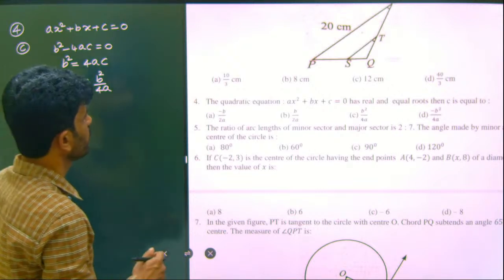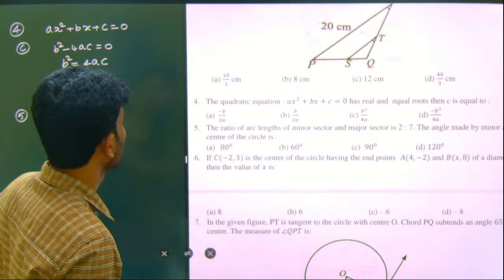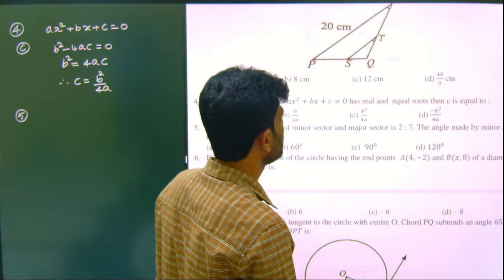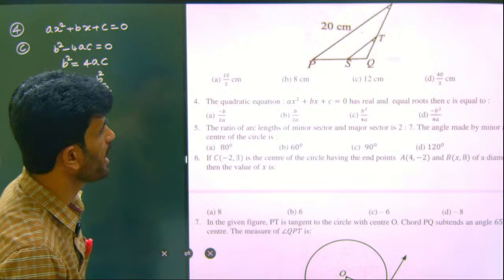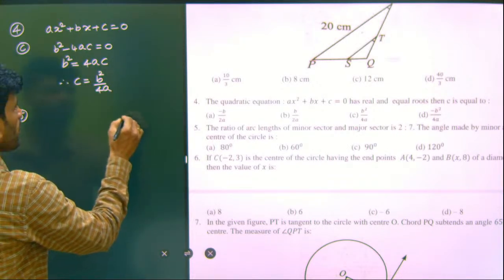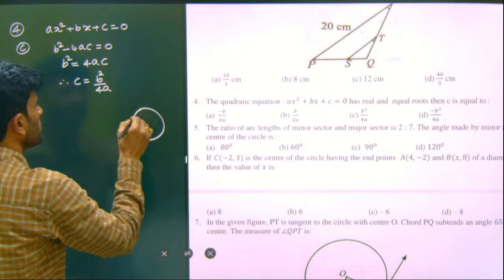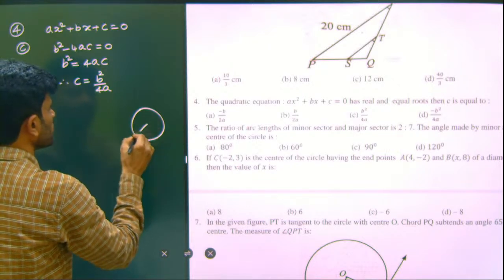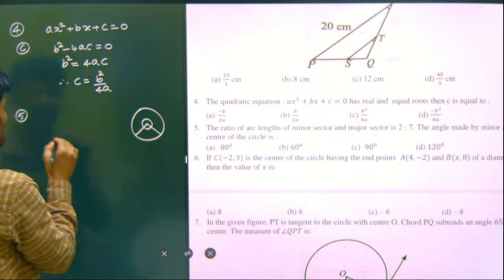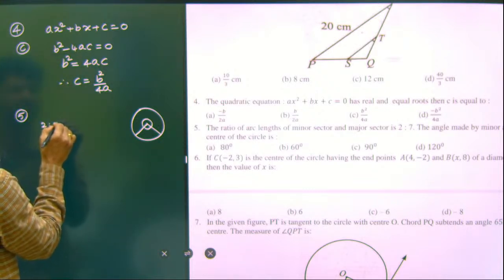Question number 5, what is the answer? The ratio of arc lengths of minor sector and major sector is 2:3, and the angle made by the minor arc at the center of the circle is? What happens? We have a circle, in a circle major arc and minor arc. For example, like this we have, this is minor arc, this is major arc. Ratio of angles it is given 2:7.